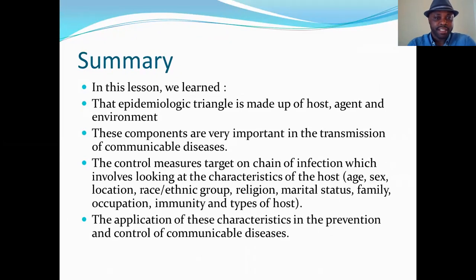So in summary, in this lesson, we've learned that the epidemiologic triangle is made up of the host, the agent, and the environment. We also saw the very important components in the transmission of communicable diseases. We also saw that control measures target the chain of infection, that looks at the characteristics of the host, age, sex, location, race, ethnic group, and all that, which play a very big role in control of communicable diseases. We also looked at the application of these characteristics in the prevention and control of communicable diseases.